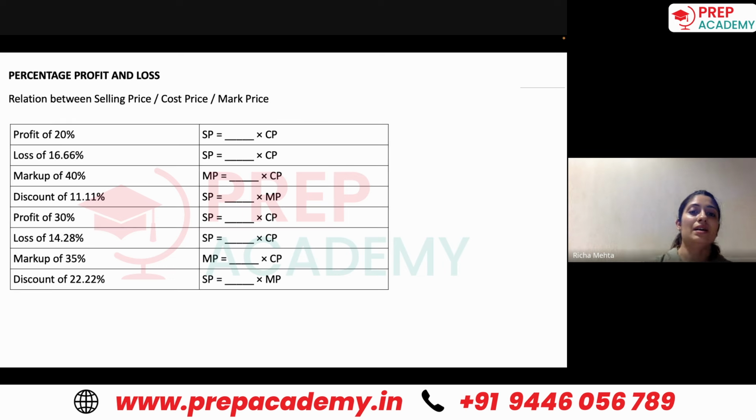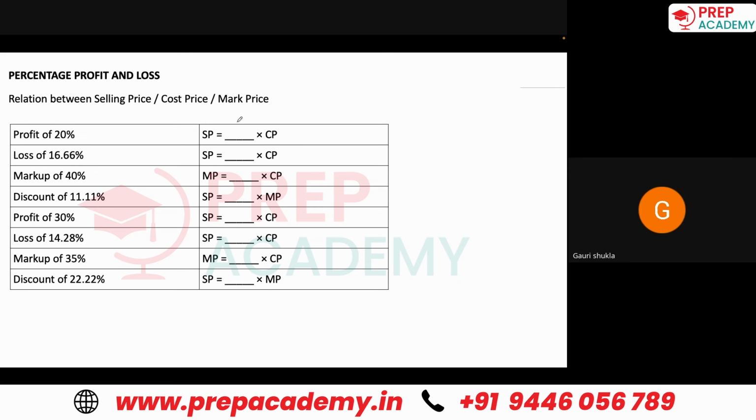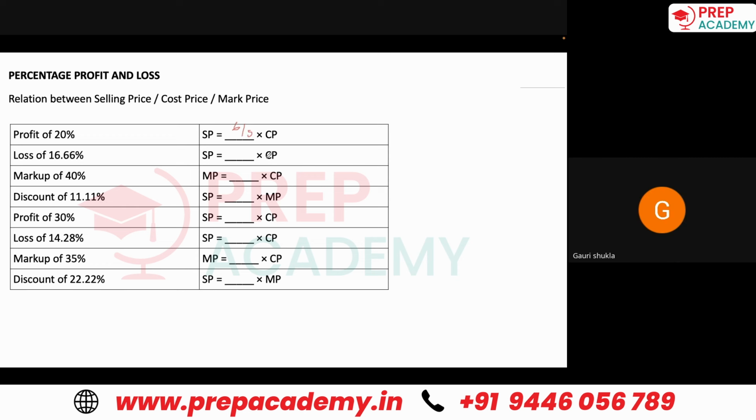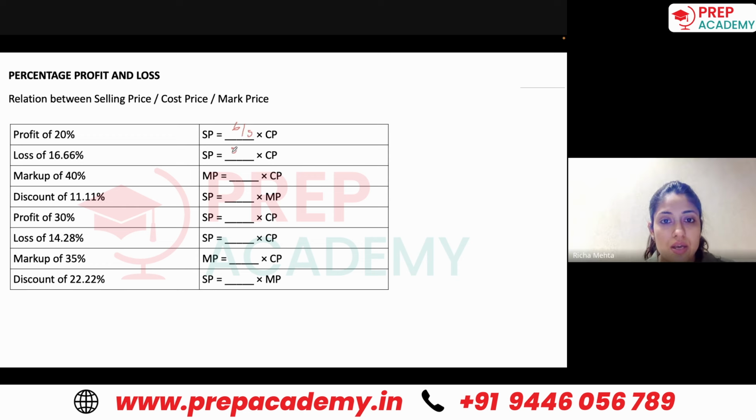Come on. Now, I want you to give me the related multipliers here. What will be the multipliers? If the profit is of 20%, selling price is equal to what of cost price? 6/5. Very good. Because 20% is 1/5, 1 plus 1/5. Loss of 16.66%. 5/6. Okay.